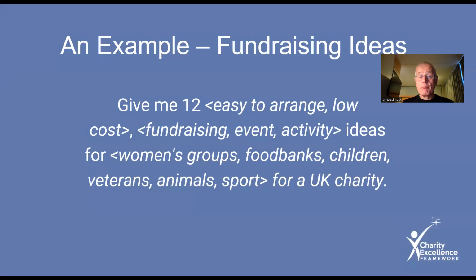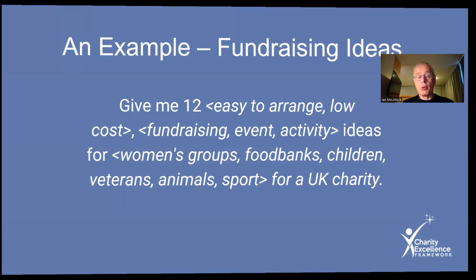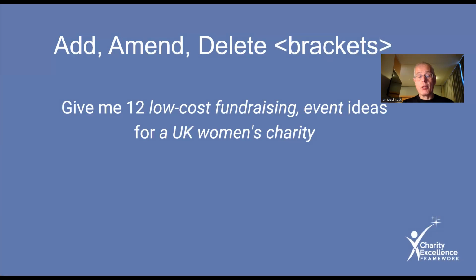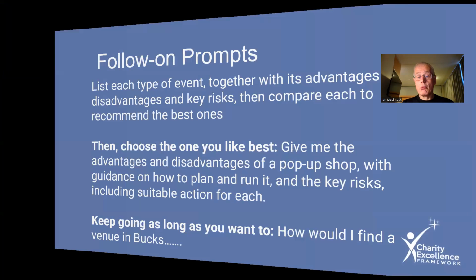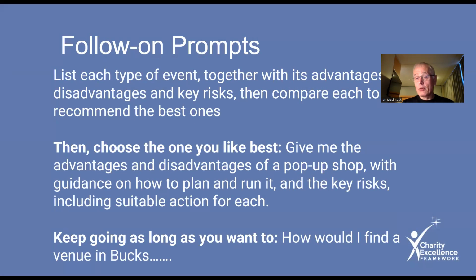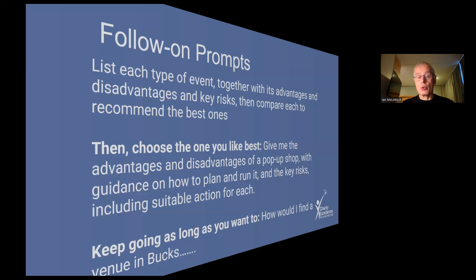So here is one of them. 12, easy range. You can see the bits in the brackets. We amend the brackets and just tidy that up to what we want. And this is what we got. And you cut that and you drop it into ChatGPT and you just press go. And then you follow on prompts to bring out more and more and more information to zero in on specifically what it is you want to do.